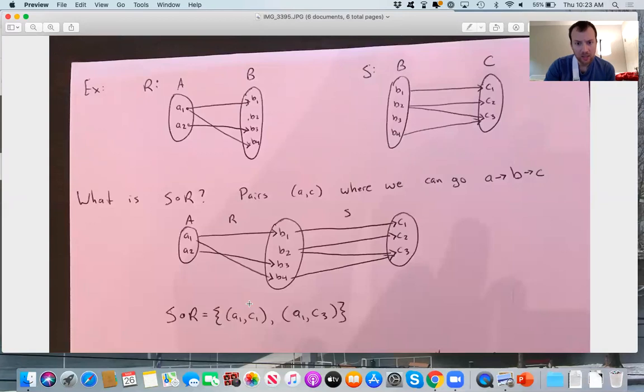We can get another pair by saying A1 also goes to B4, and that continues on to C3. So with that two-step process from A to some element of B to some third element in C, the starting and ending point, those elements form the pair in the composition.